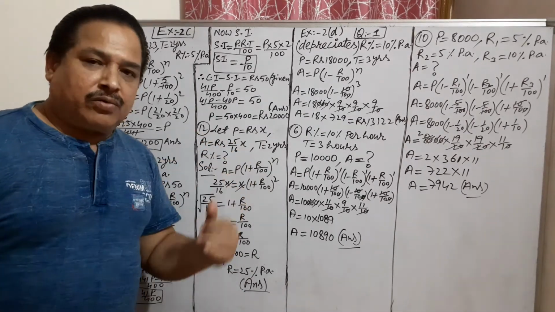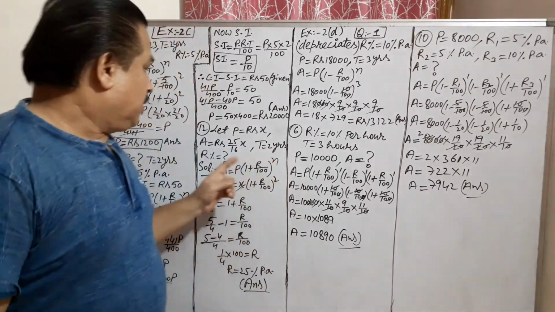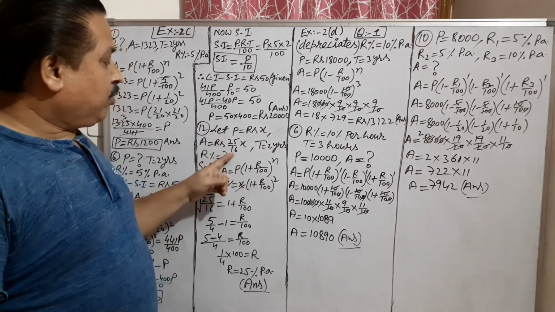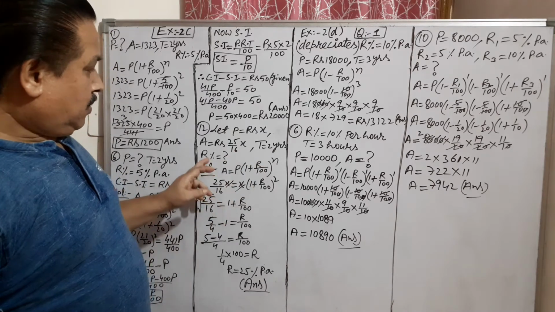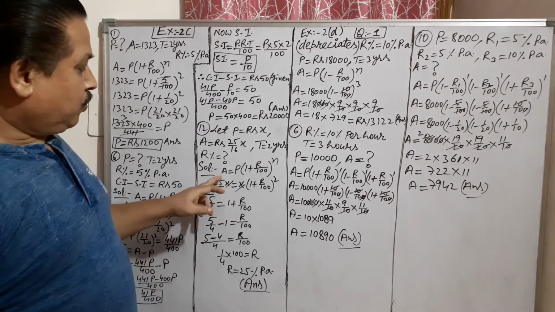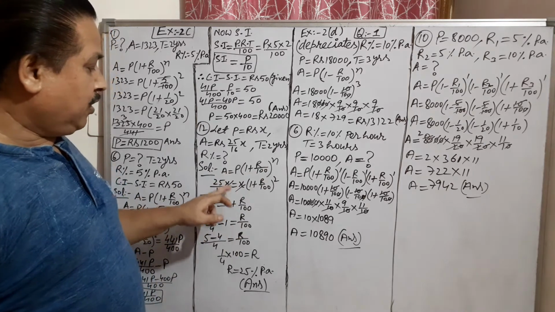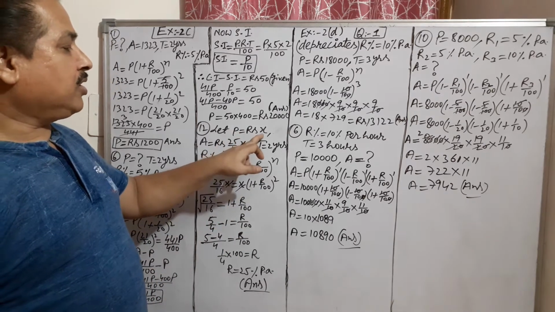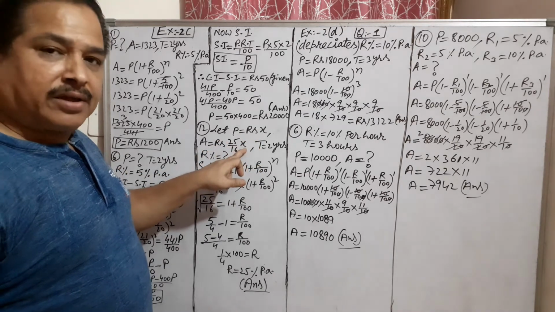In question number 12, a money becomes 25 upon 16 times of itself in 2 years. Find the rate. So use the formula A equals P(1 + R/100)^n. Put all the values. X cancels by X. Let the money be X. So the amount will be 25 upon 16 times of X.